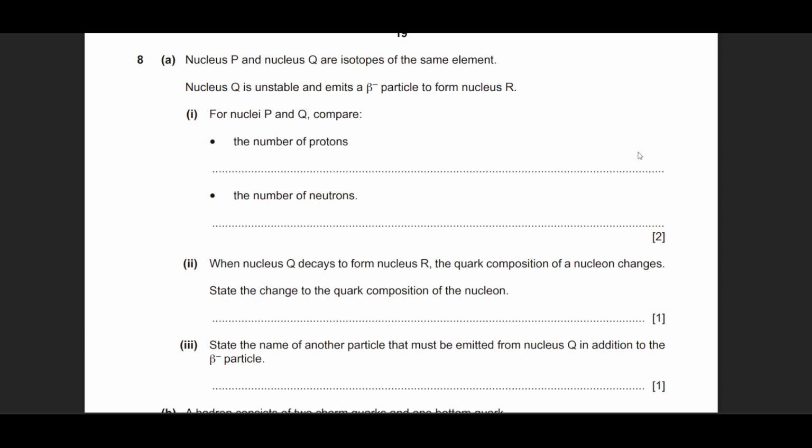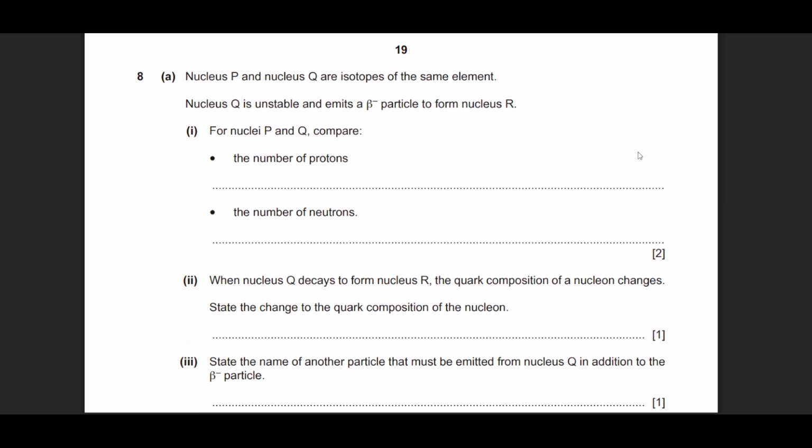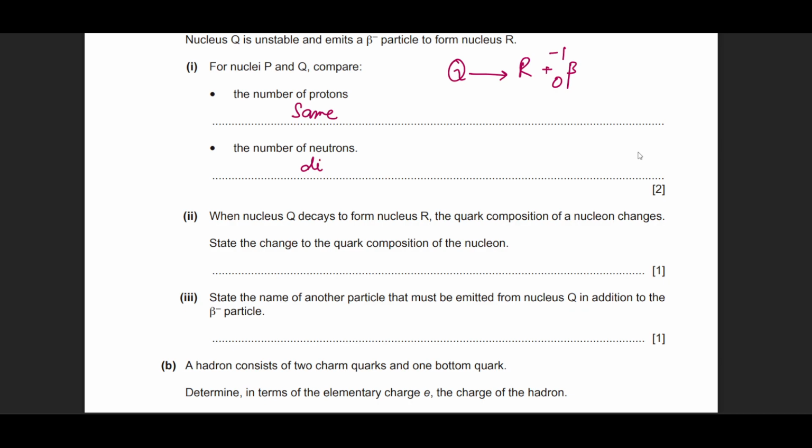Radioactivity is a very straightforward question. Everything is supposed to be memorized in this chapter. So he says P and Q are the same elements. Nucleus Q is unstable. So Q breaks down to form nucleus R plus a beta particle, 0 minus 1. Now he asks about the number of protons in terms of isotopes. So isotopes have the same protons.